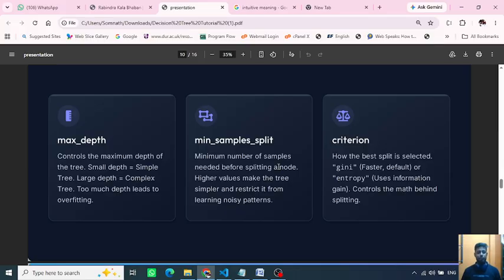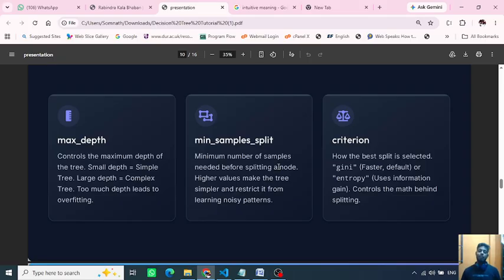First is the max depth. Max depth controls the maximum depth of the tree. Small depth means a simple tree. Large depth means a complex tree. But too large a depth leads to overfitting. So an optimum value should be given for the max depth, not too low, not very high.